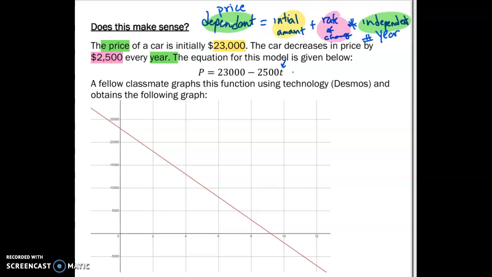And why is there a minus sign though? There's a minus sign here because it decreases. So decreasing means I'm going to do subtraction. So it's decreasing 2,500 times the number of years. And so this, going on Desmos, is a website you can go to and you can graph something. And so they put in this equation in Desmos and they get this graph out of there.